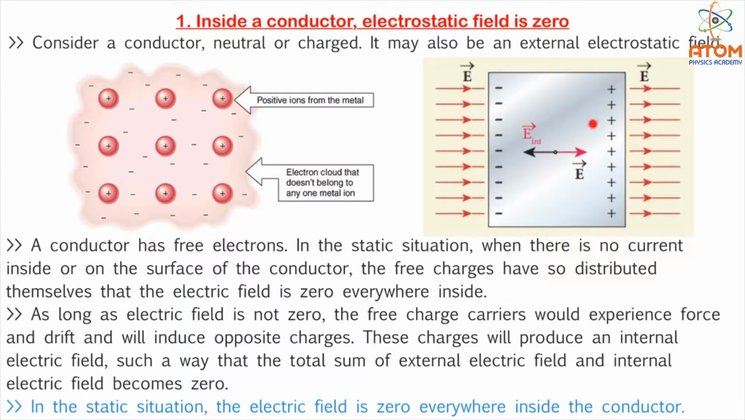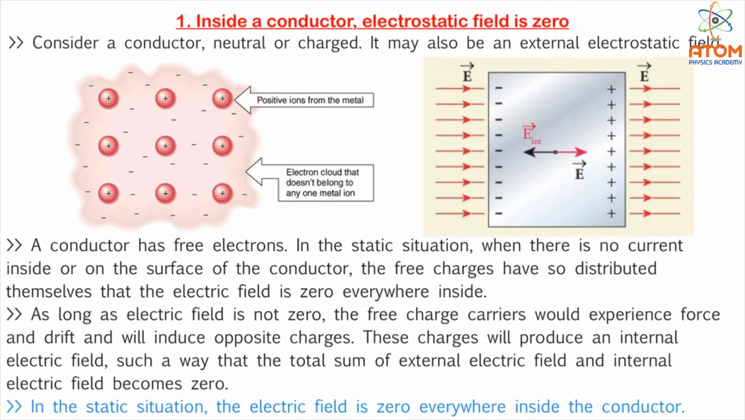And now this positive and this negative charge will produce an electric field. Obviously, the electric field is produced from positive to negative. So you can see this one. This is the electric field produced by these accumulated charges. These are also known as induced charges. So these charges are induced, and due to that this electric field is produced, which is known as the internal electric field.